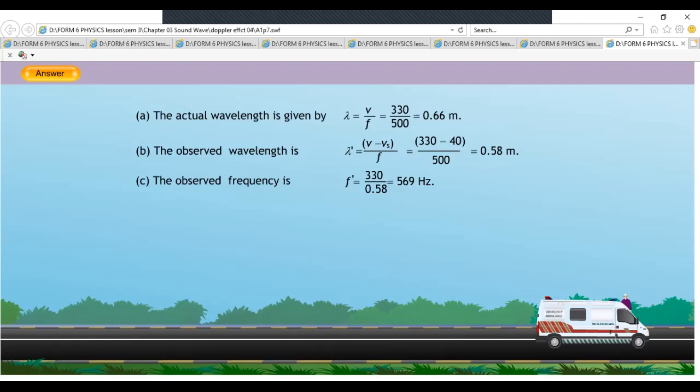How about the driver inside the ambulance? The driver inside the ambulance hears the sound still at 500 Hertz because the driver moves together with the sound source. So the driver in the car hears the sound at 500 Hertz, but the observer pakcik at the roadside hears the siren sound at 569 Hertz. Actually the sound source produced just 500 Hertz. Just because of the relative motion, the observer at the roadside hears that the frequency is higher.